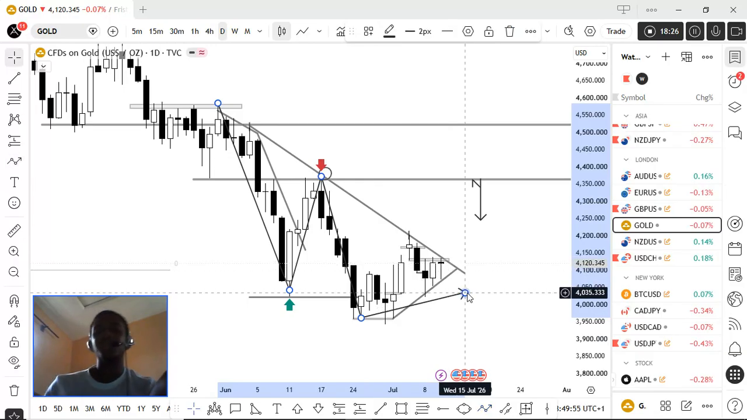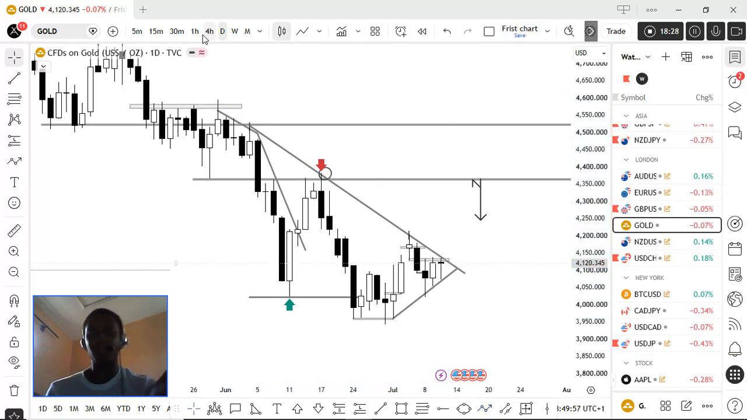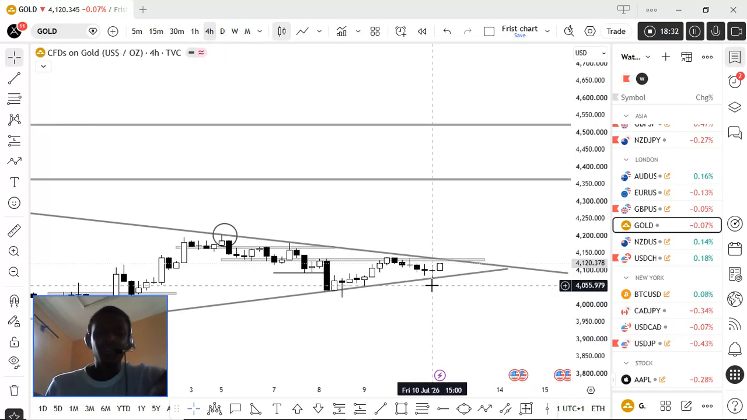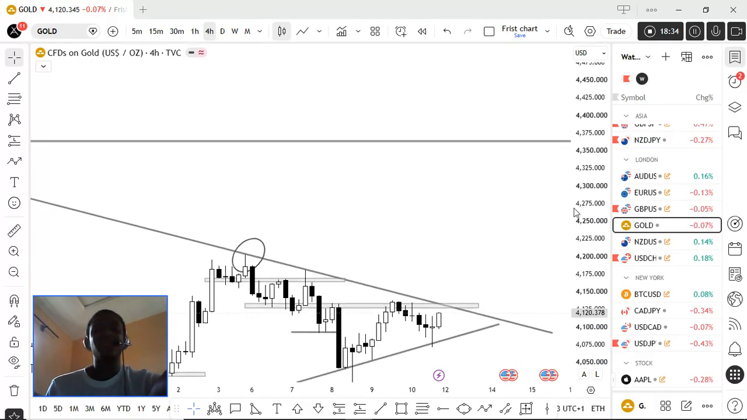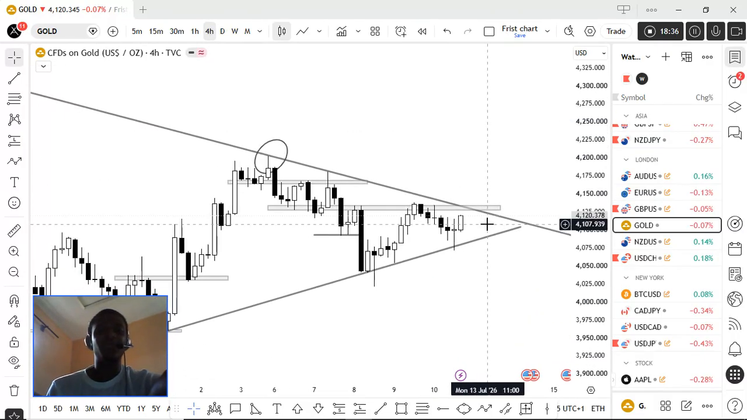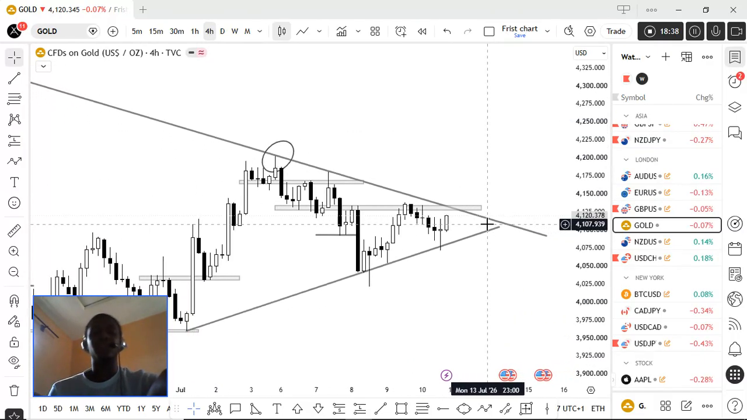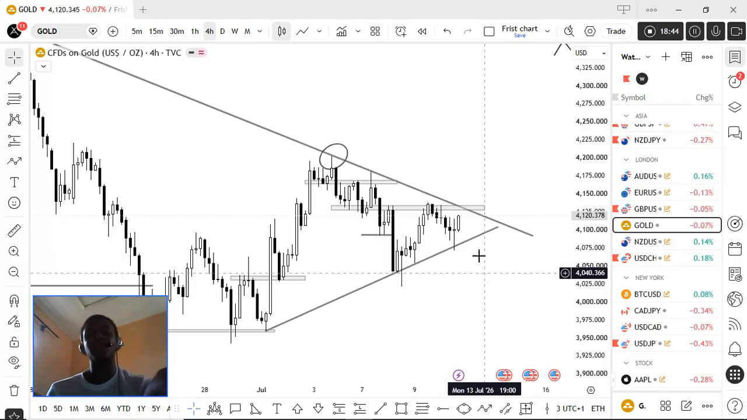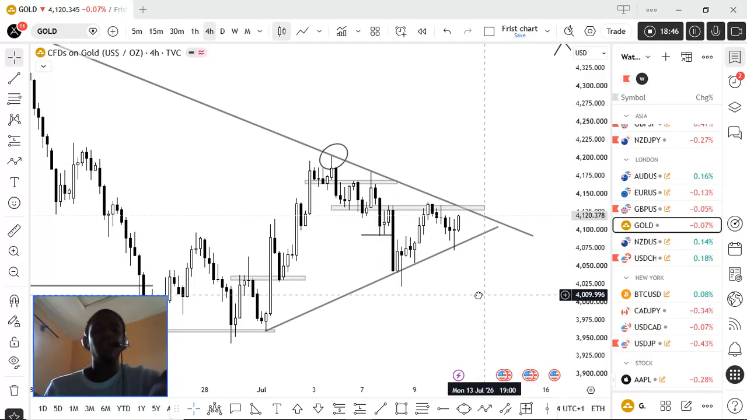The reason why I did not pick gold as one of the pairs that qualify for next week's trade is that there's no setup. You don't want to find a pair that you'll be trading, trying to buy when you should be selling, or trying to sell when you should be buying. You'll lose money. So you have to be patient. You have to leave this pair and go and find a good market.